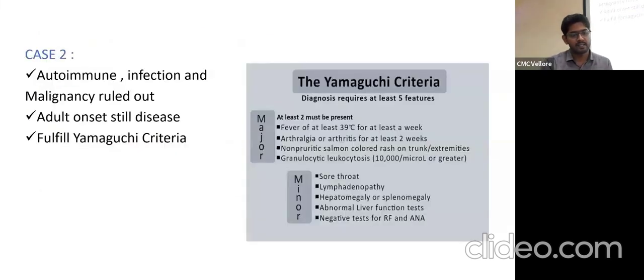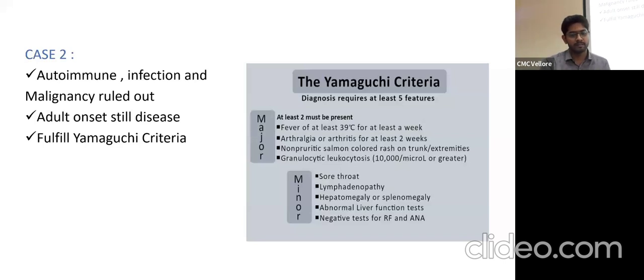The second case is a case of adult onset Still's disease. It is a diagnosis of exclusion. Here we excluded the autoimmune component: ASA, ANA, rheumatoid factor, ASO, everything was negative. The infection component was also ruled out, the counts were normal. The CSF was also done, which was also normal, and the malignancy part was also ruled out.